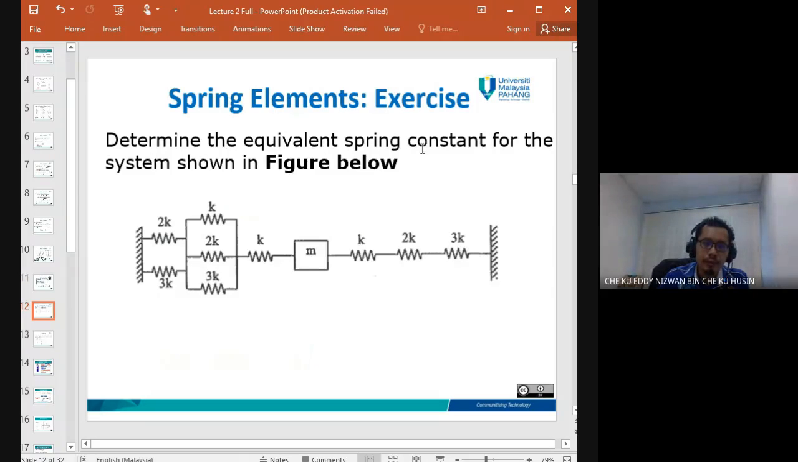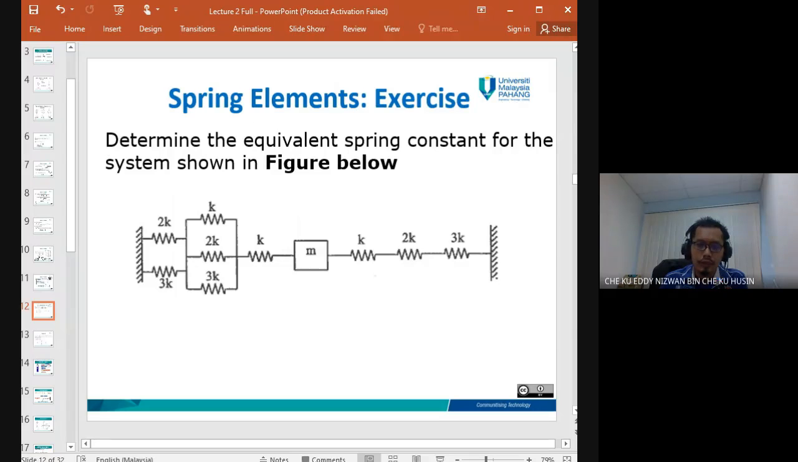Okay, so now we look at an exercise related to the spring elements. This is a simple example of how to determine the equivalent of the spring, if there is more than one spring attached to the mass. If you have any kind of spring mass system with a lot of springs attached to the mass, the first thing you have to find is the equivalent stiffness for that system.